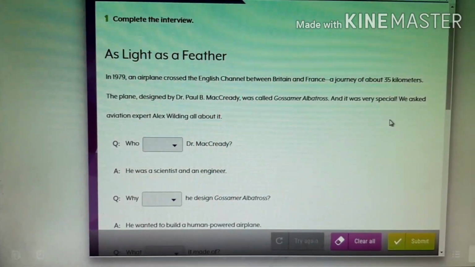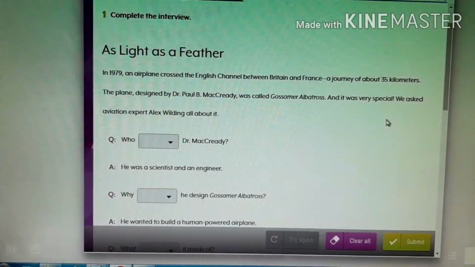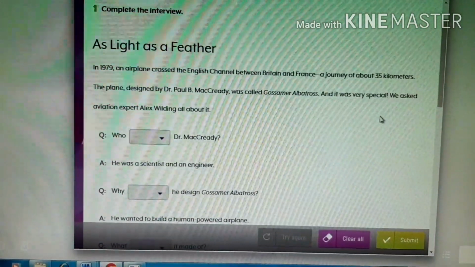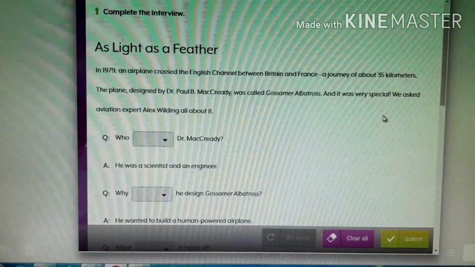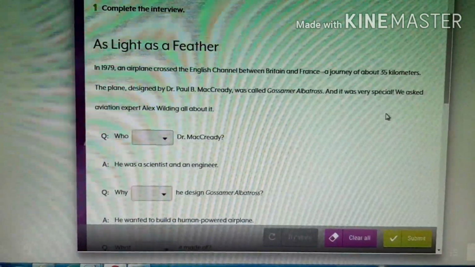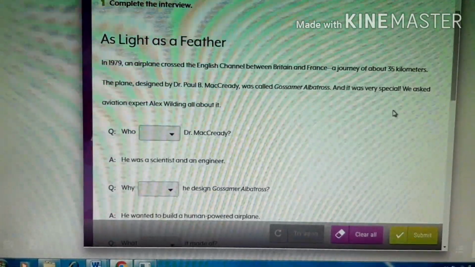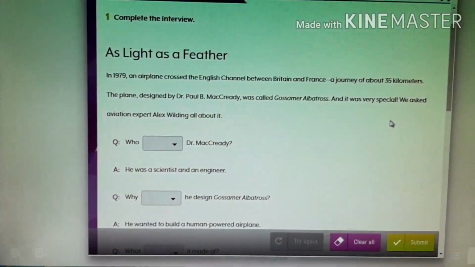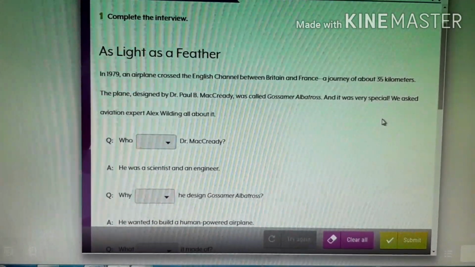In 1979, an airplane crossed the English Channel between Britain and France. A journey of about 35 kilometers. The plane, designed by Dr. Paul B. McCready, was called Gossamer Albatross, and it was very special. We asked aviation expert Alex Wilding all about it. Okay, here we have the introduction for this exercise.